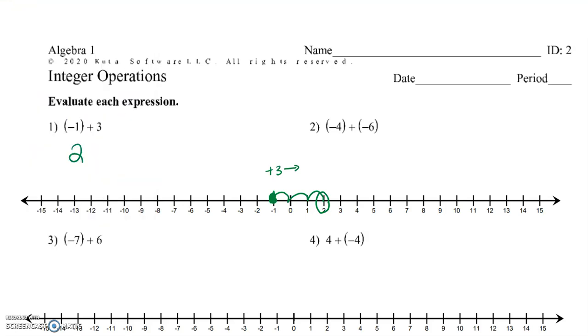All right, let's take a look at number 2. So we have -4 plus a -6. So we're going to start here at -4. And if we're adding a -6, -6 is telling us to go 6 units to the left. So from our starting point, we're going to jump 6 units to the left. 1, 2, 3, 4, 5, 6. And we end up at -10.